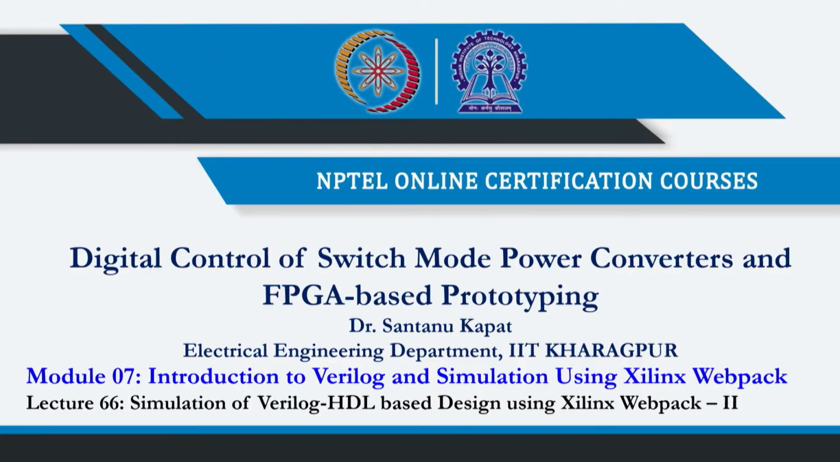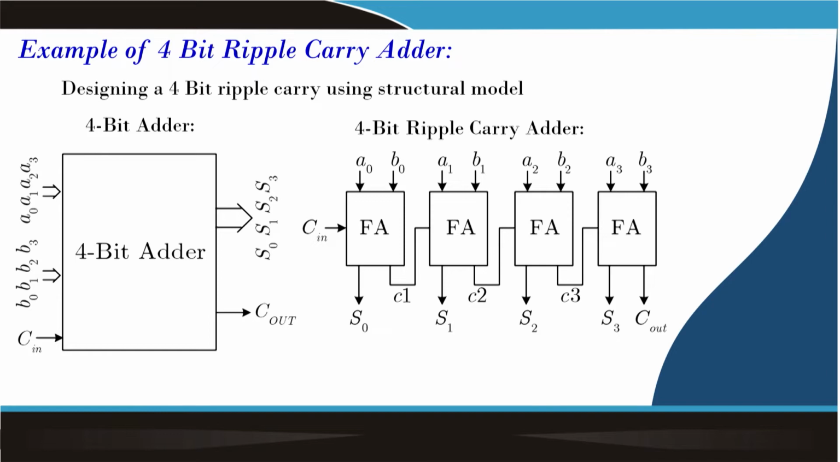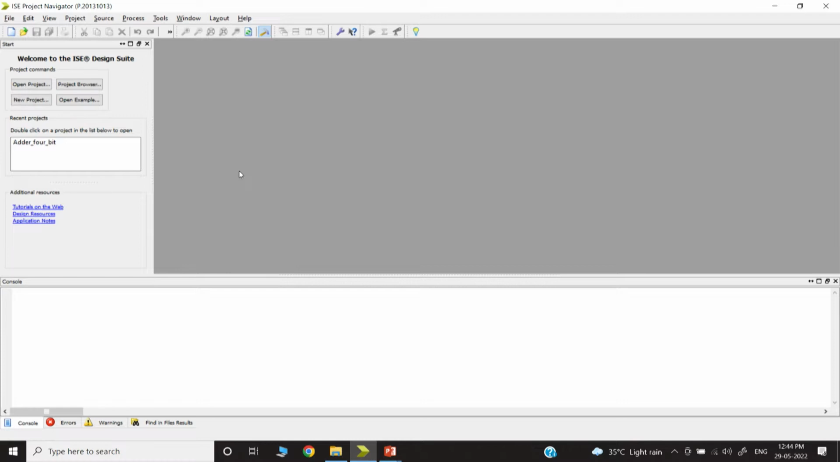So, this is the continuation of the previous lecture. Here we want to demonstrate using the Xilinx ISE simulator. We want to consider a 4-bit ripple carry adder as the example here, and implement it using Verilog HDL. So, let us go to our Verilog block and implement this.